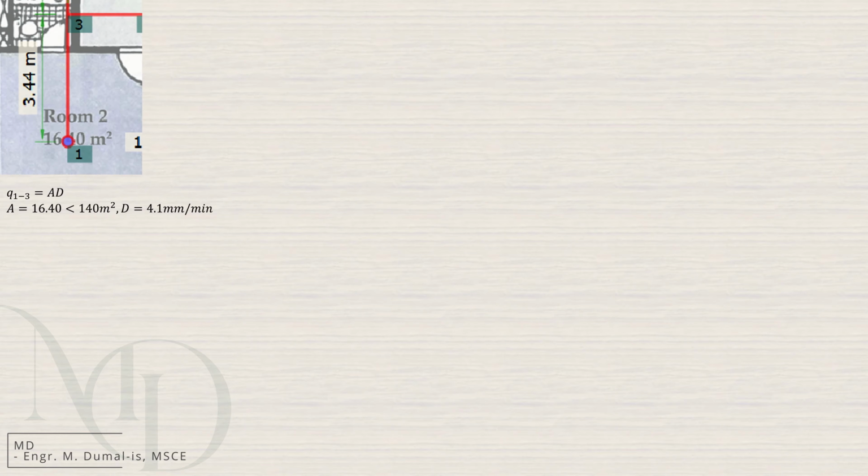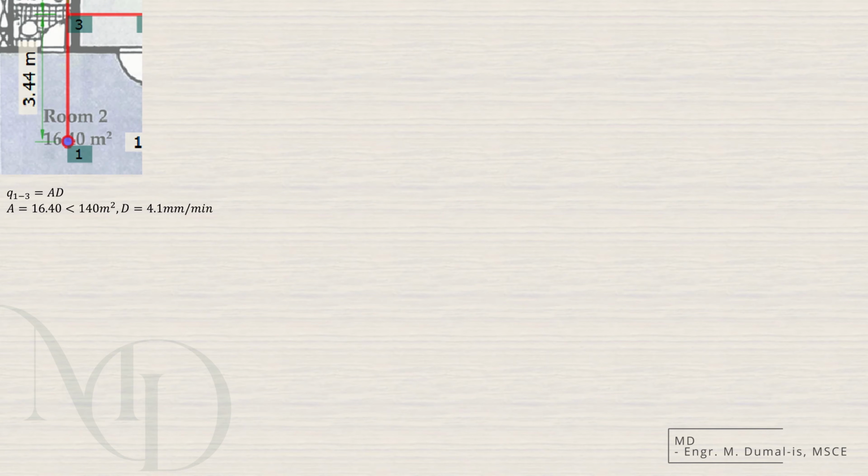If you recall from our previous examples about sprinklers, we are supposed to use the AD formula for the discharge calculation. Take note of our designation. The line between nodes 3 and 1 has an area of 16.4 square meters. This value was taken from the given plan. In that plan, the area of room 2 is 16.4 square meters.